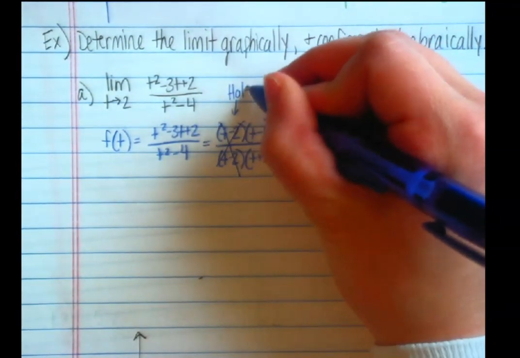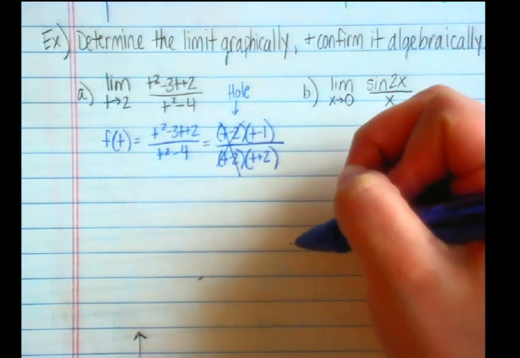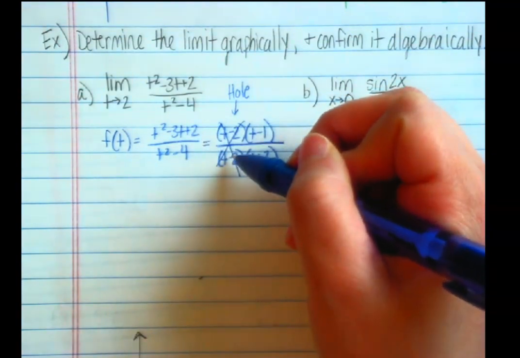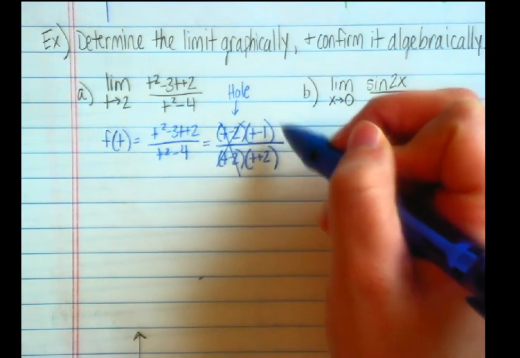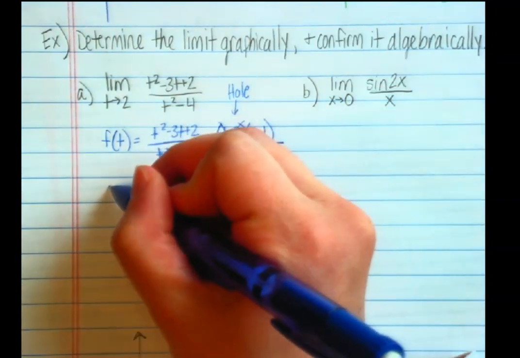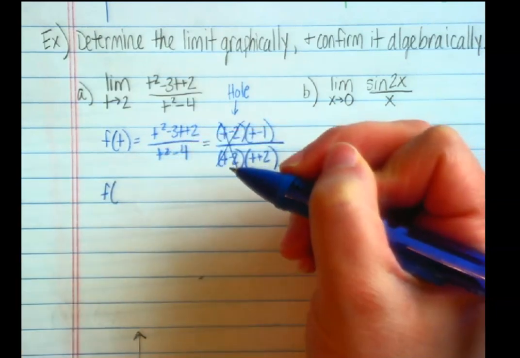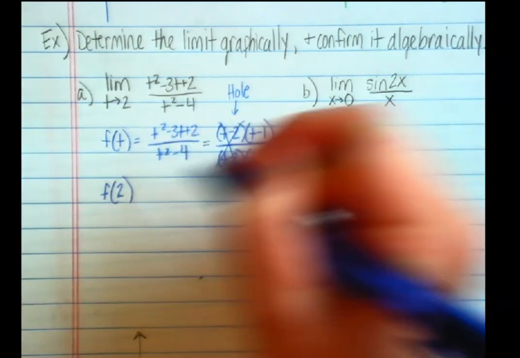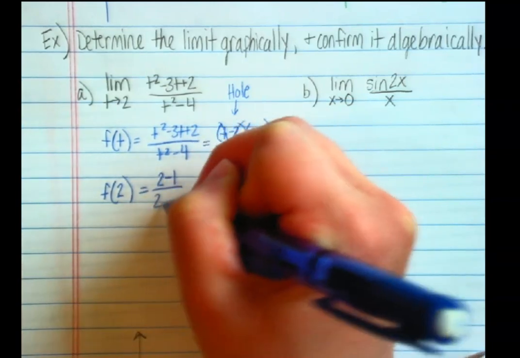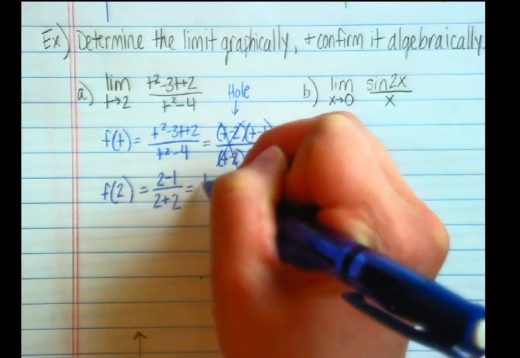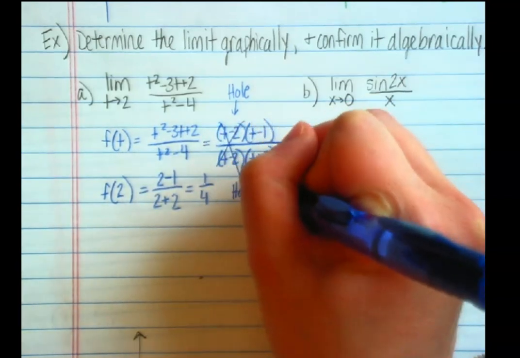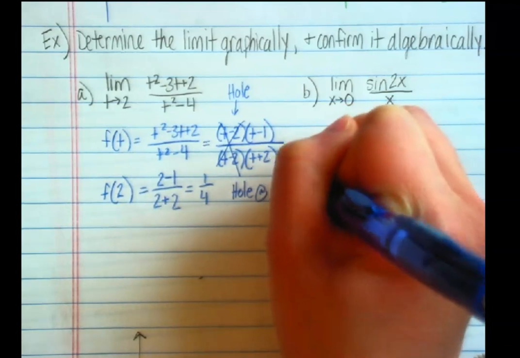In order to actually figure out where the hole is, whatever that zero is, so t minus 2 would be t equals 2, we substitute it into the remainder of the function. So if I substitute 2 into the rest of the function, that would say 2 minus 1 divided by 2 plus 2, which would be 1/4. So that means there's a hole at the point (2, 1/4).